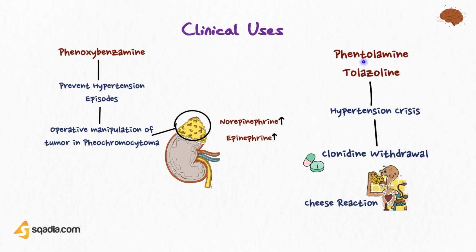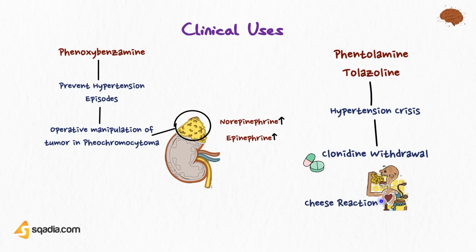Now again, let me repeat that. Phentolamine and tolazoline are both alpha-2 adrenergic blockers. Clonidine is an alpha-2 adrenergic stimulator. Clonidine withdrawal basically increases the high blood pressure. To counter that, we give phentolamine and tolazoline.